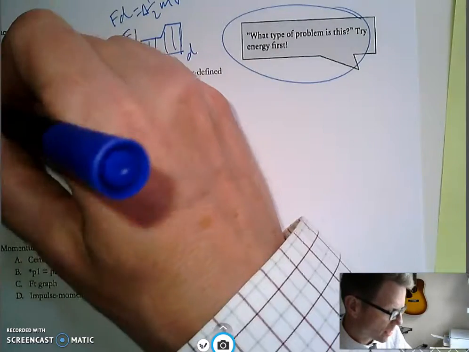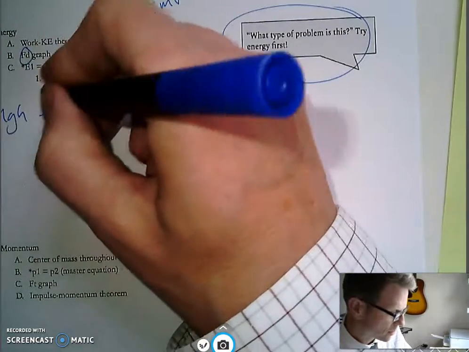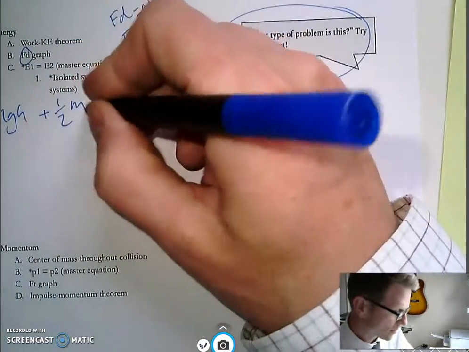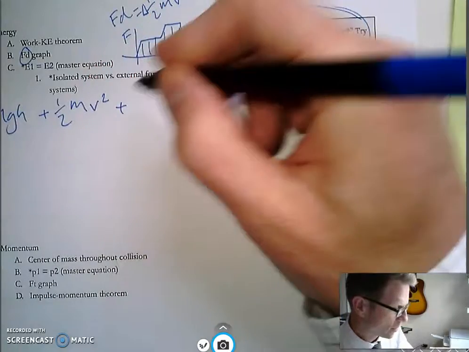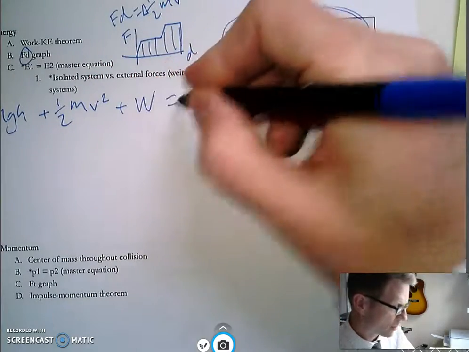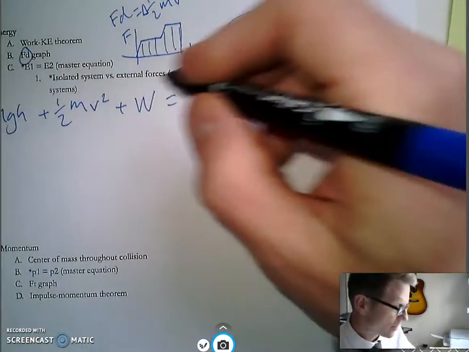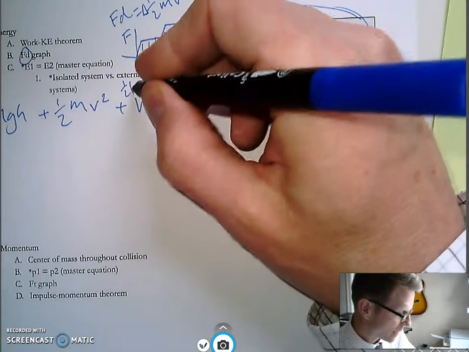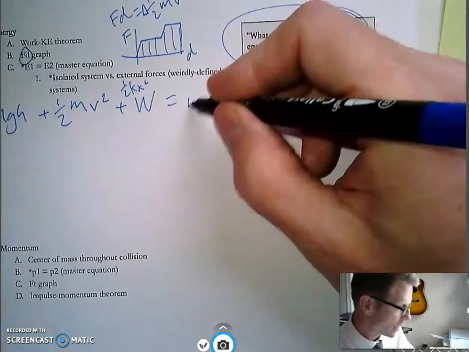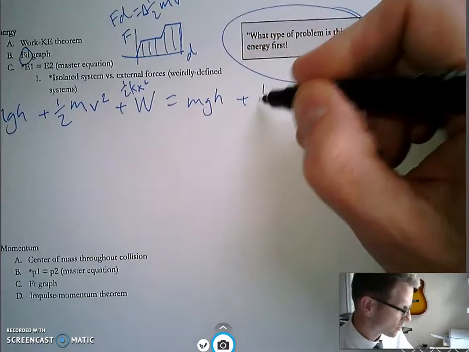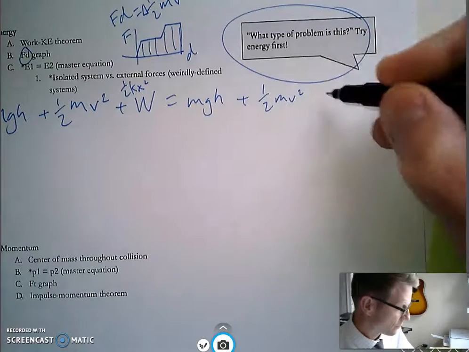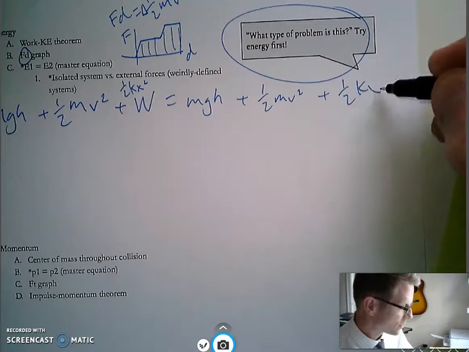Now, I can guarantee, $20, the master equation will be somewhere, plus the work done. Let's not worry about rotation yet. And then there may or may not be a 1/2 k x squared as well. And then we're going to have another mgh and another 1/2 m v squared. This is the master equation.